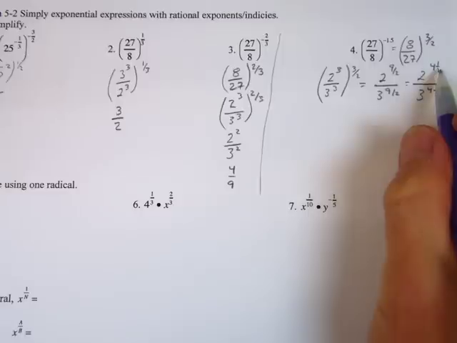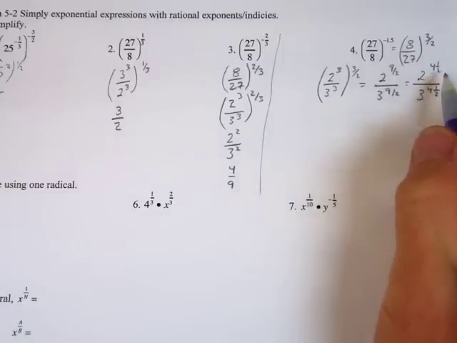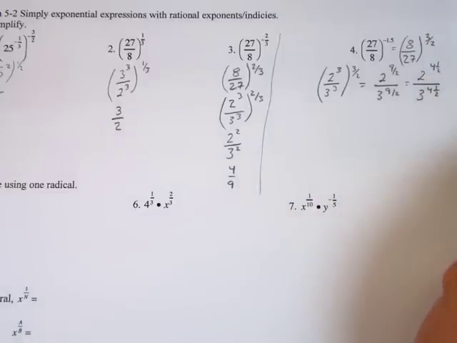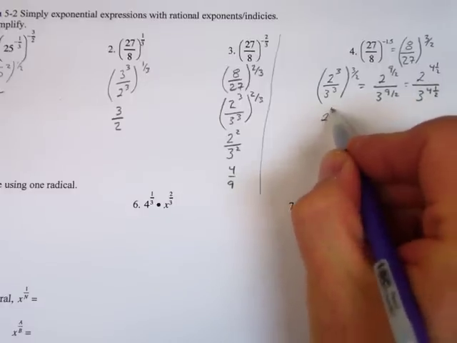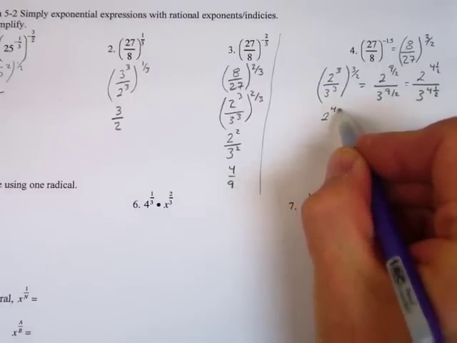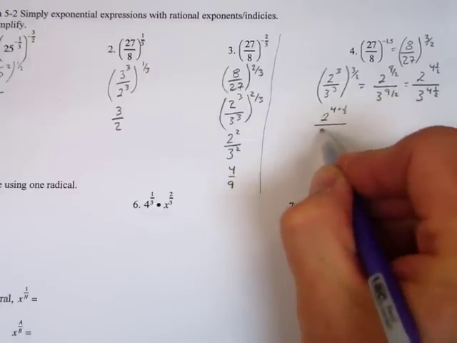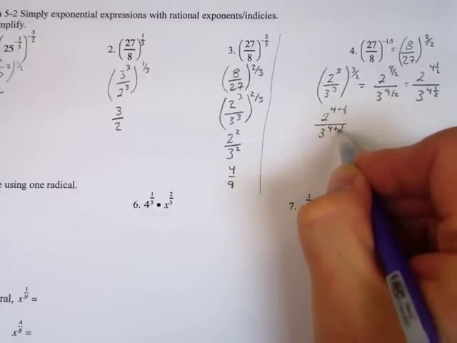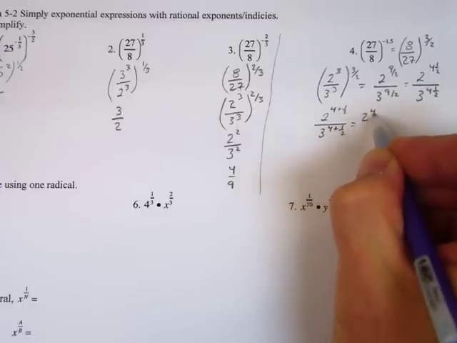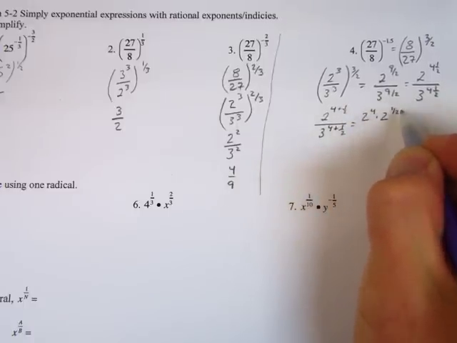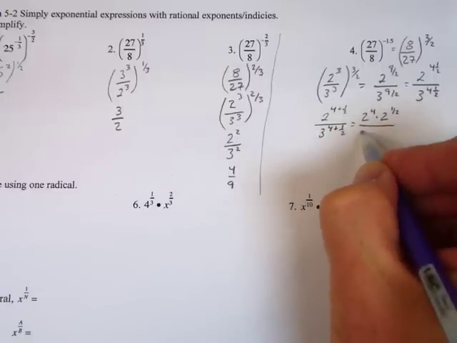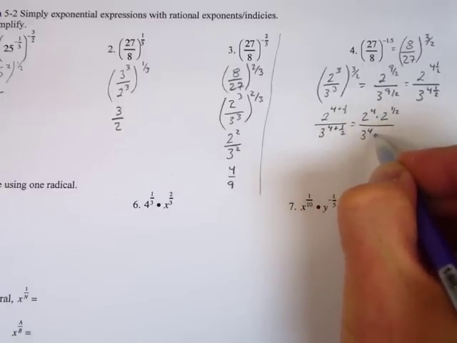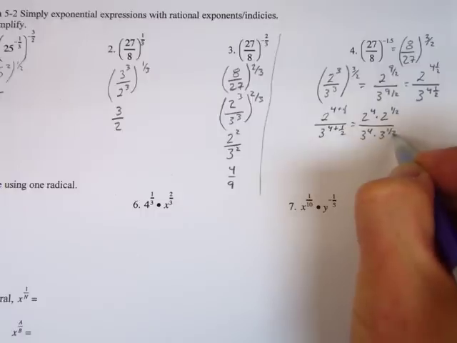Now what is 4.5? That's the same as 4 plus a half. And this can be written as 2 to the 4th times 2 to the 1/2, over 3 to the 4th times 3 to the 1/2. So it's basically taking our rules and going backwards.